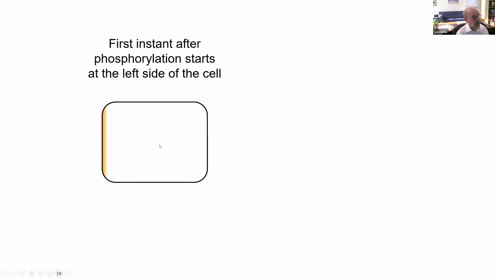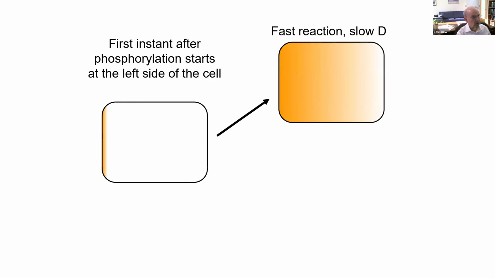And we're going to ask what happens. So let's see what happens in terms of the second condition. Is diffusion fast or slow? If you have a fast reaction and slow diffusion, then as the system evolves, you can maintain a concentration gradient, because the molecules are being produced here faster than they can diffuse to the other side of the cell.